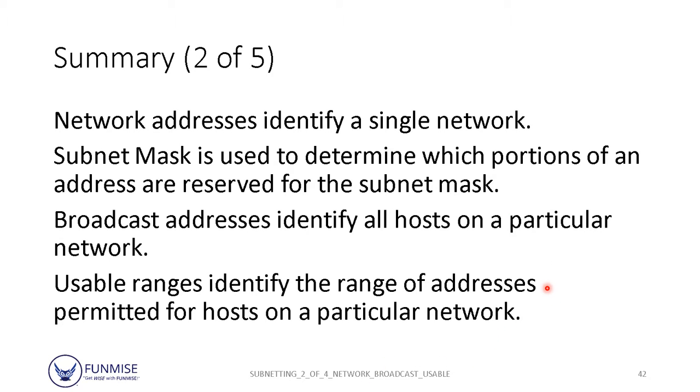Network addresses identify a single network. A subnet mask is used to determine which portions of an address are reserved for the subnet portion of the address. Now, broadcast addresses identify all hosts on a particular network. Usable ranges identify the range of addresses permitted for hosts on a particular network. Please note, as I said here, subnet masks are used to determine which portion of the address are reserved for the network.